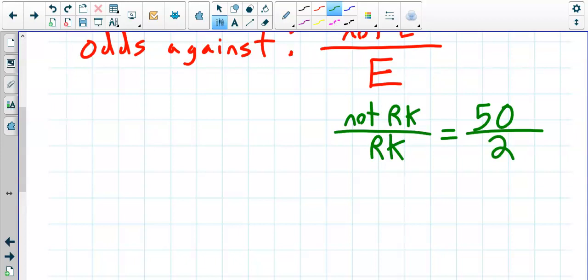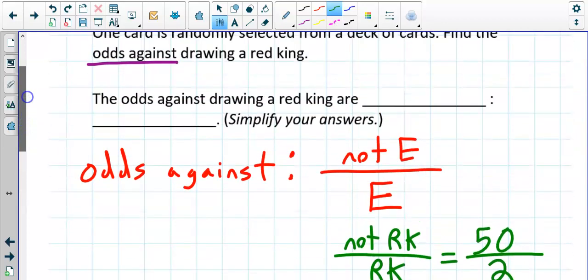Also, make sure that you always reduce your odds. So 50 out of 2 reduces to 25 to 1. Okay? So there are your odds, 25 to 1, because 50 over 2 reduces to 25 over 1. And we do need both numbers, okay? So don't just fill in one blank with 25 and leave the other one blank. You need to fill in both.